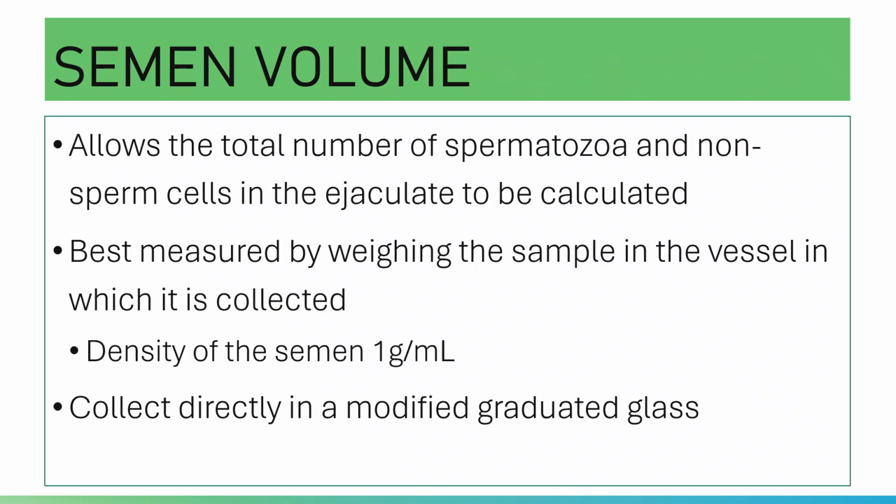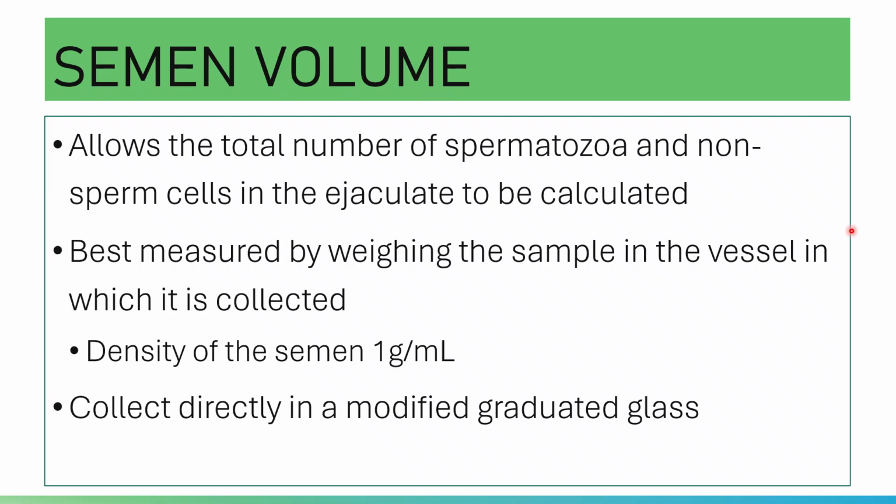The volume of the ejaculate is contributed mainly by the seminal vesicles and the prostate gland, with small amounts coming from the bulbourethral glands and epididymis. Precise measurement of the semen volume is essential in any evaluation of the semen. Why? Because the semen volume allows the total number of spermatozoa and non-sperm cells in the ejaculate to be calculated.